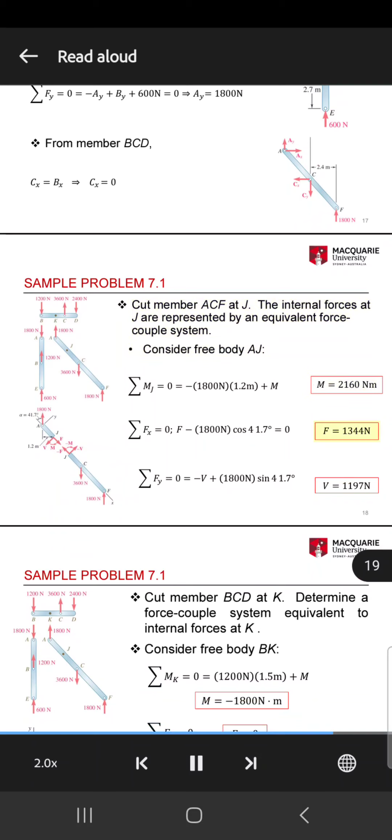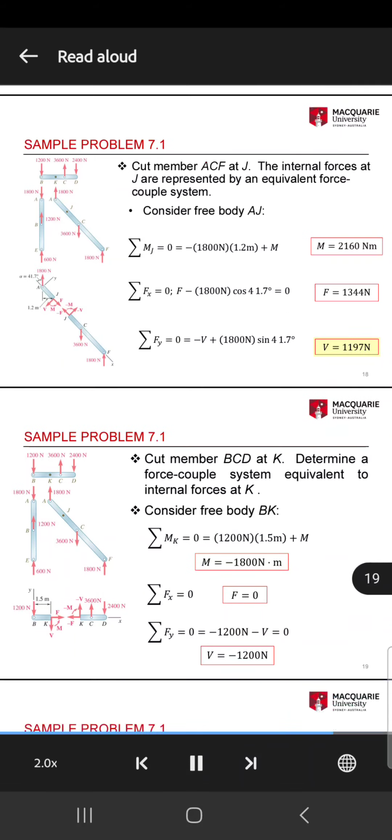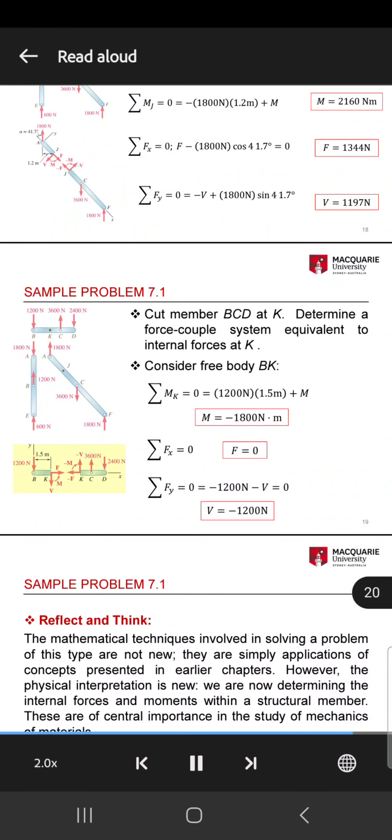M equals 2100. F equals 1340. P equals 1197 N. V equals 11. Free body diagrams of portions BK and DK of member BCD.